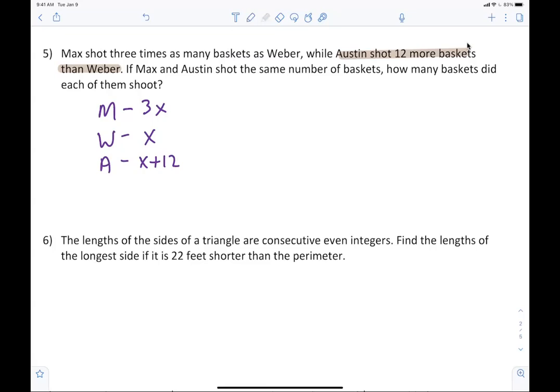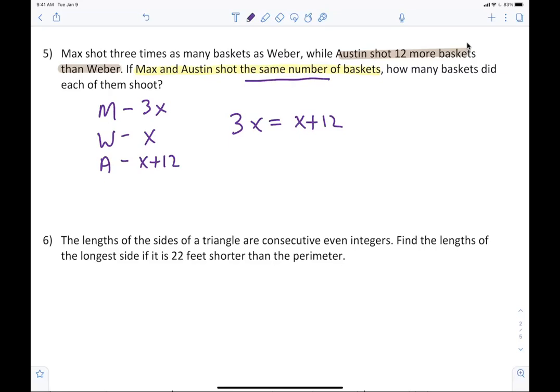Now it said, Max and Austin shot the same number of baskets. So what is the equation? Tell me. Allie, go. Where's Max? 3x. Shot the same number as. And what do I do from there? Max and Austin shot the same number. Equals. So where do I put the equals? Now, that was not that hard.